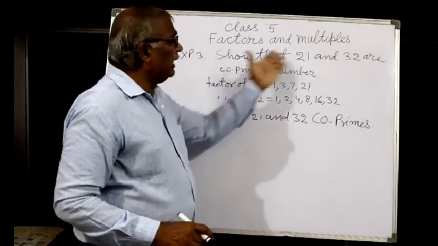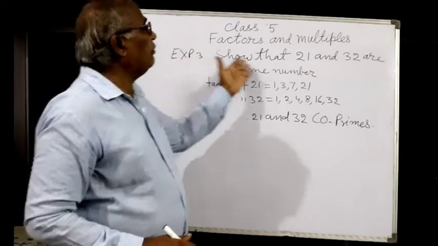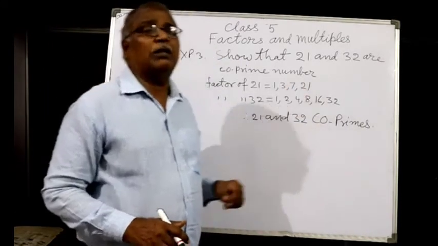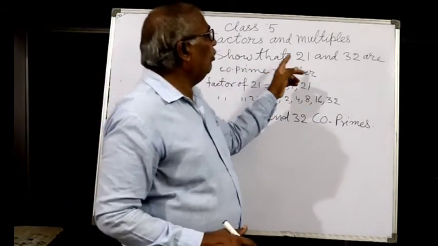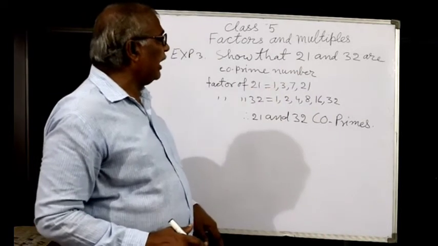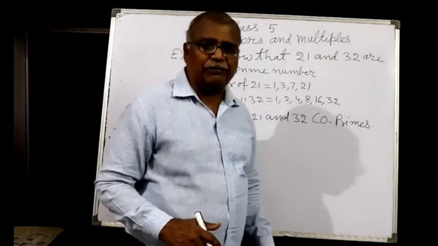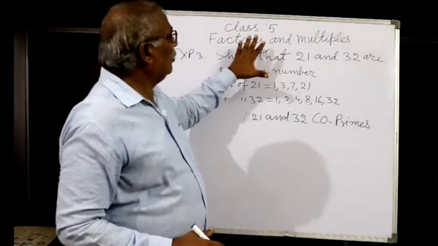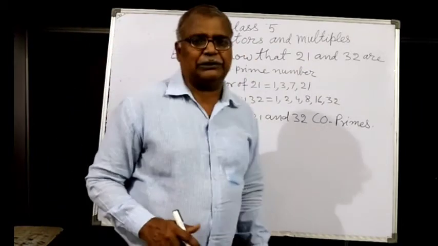So you can define the co-prime numbers. Co-prime numbers are those numbers which have only 1 as the common factor. Except 1, there is no other common factor. Then those numbers are called co-prime numbers.